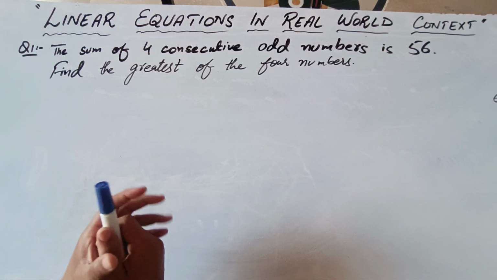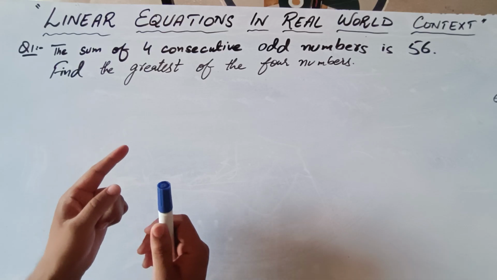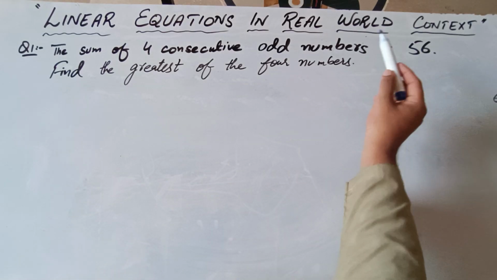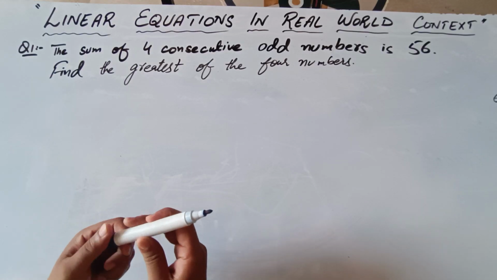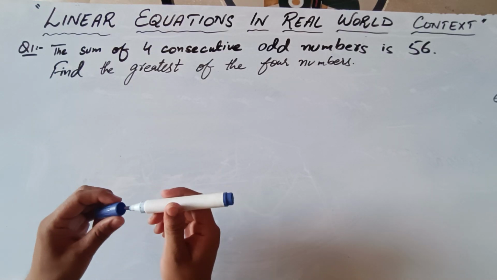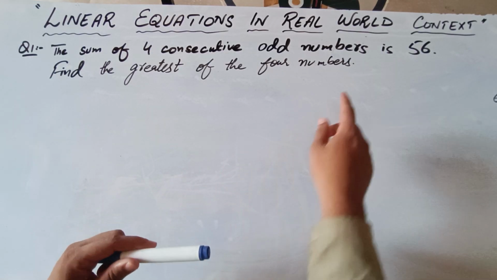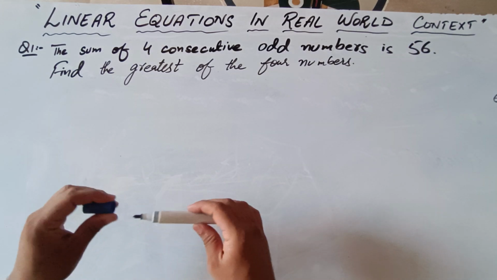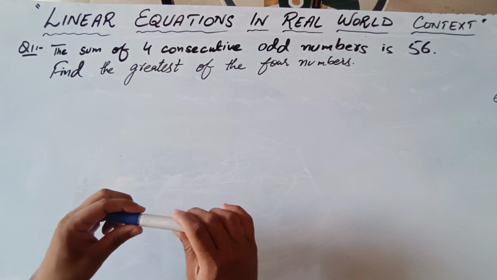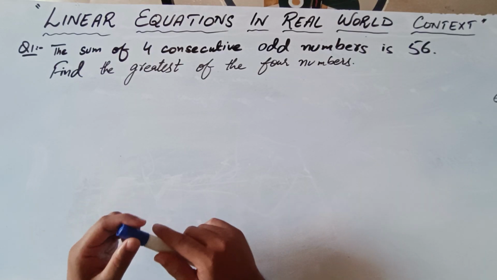So, the first question is: the sum of four consecutive odd numbers is 56. Find the greatest of the four odd numbers. Now, how do we find four consecutive numbers whose sum is 56? We need to see a few things very attentively and very carefully.